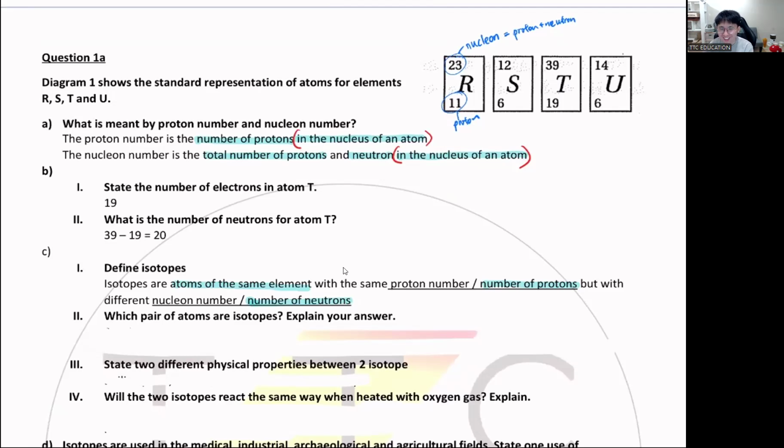Okay, so this is the definition for isotope. You must include the words atoms of the same element. They are the same element, but with something similar, but something different. So this will be the stuff that I have to include.